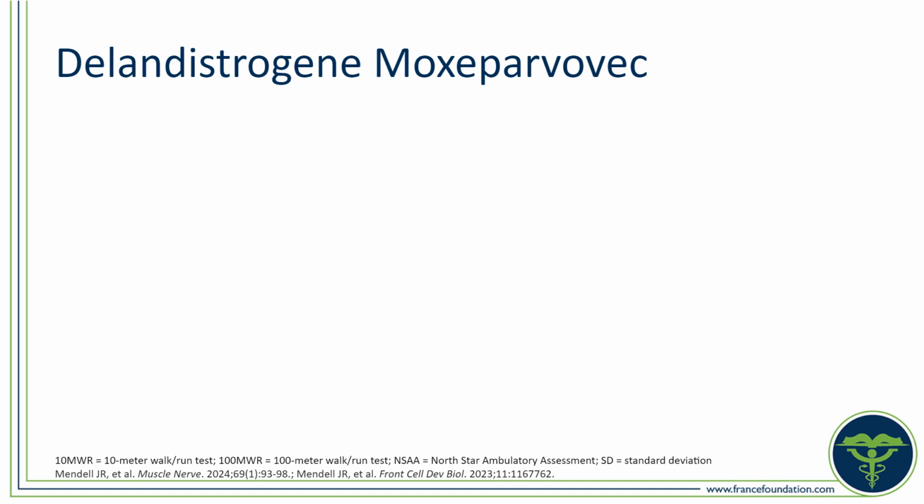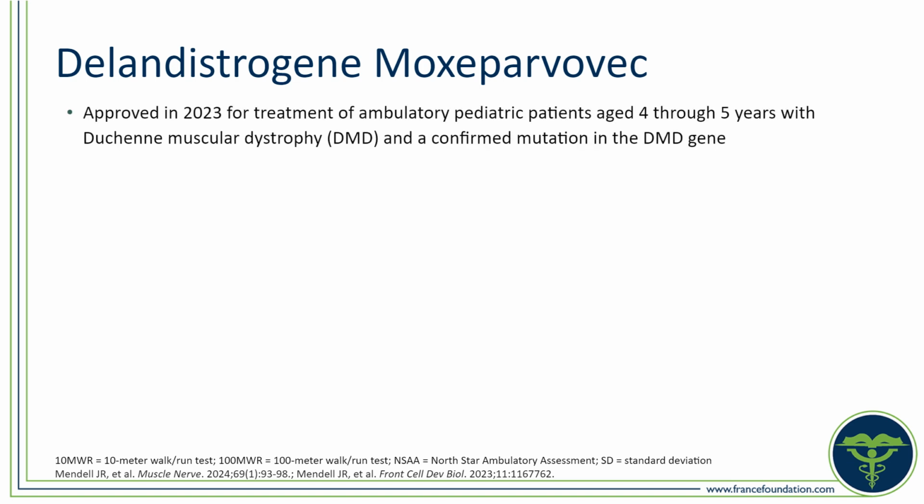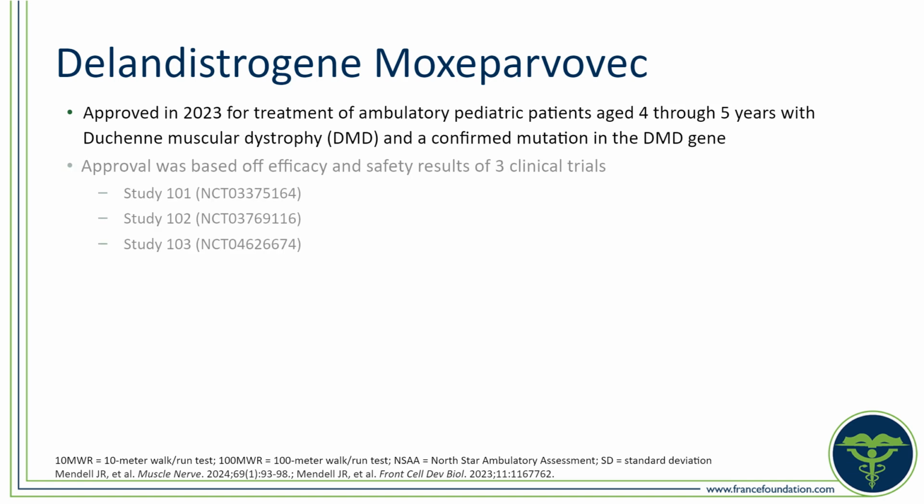Delandistrogene moxeparvovec was approved in 2023 as the first gene transfer therapy for the treatment of patients with muscular dystrophy of the Duchenne type. This was FDA approved for pediatric patients ages 4 and 5 years old with a confirmed mutation in the DMD gene. This approval was based off of efficacy and safety results from 3 clinical trials.